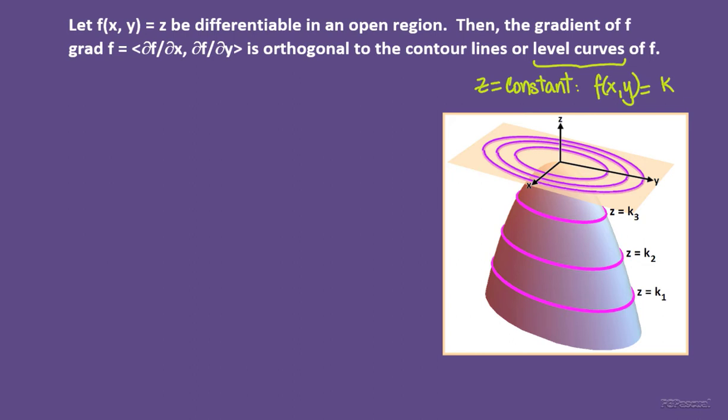Contour lines are often used on flat maps to represent different altitudes. It is to these contour lines that we will show that the gradient of f is orthogonal.